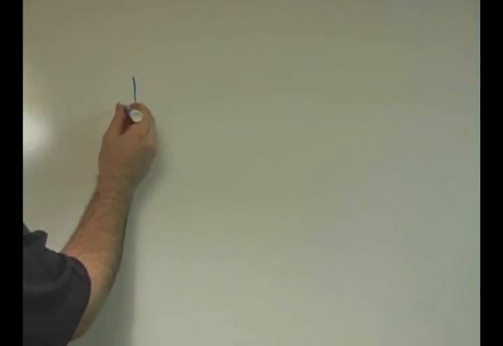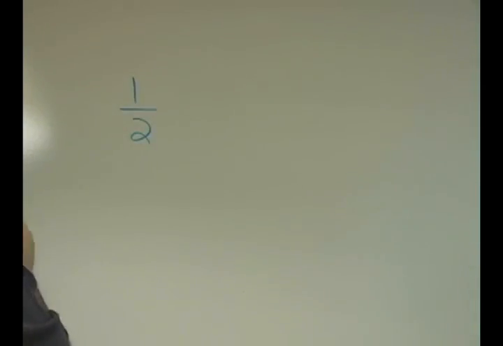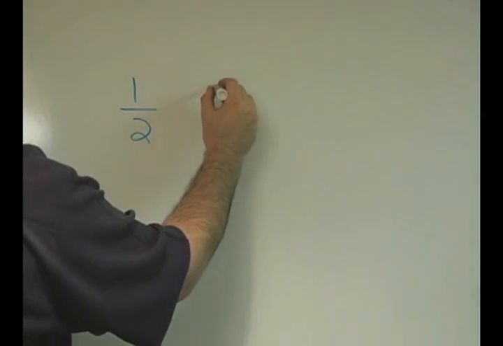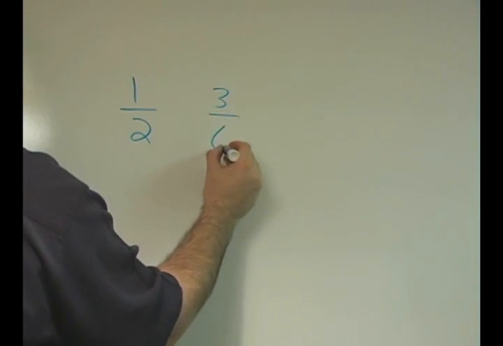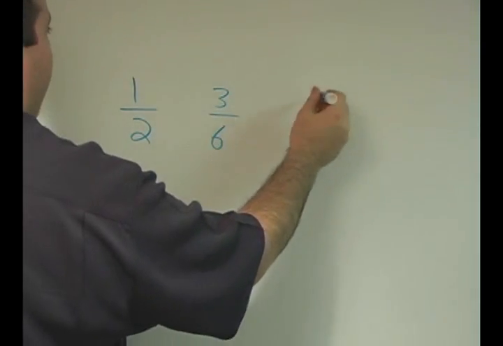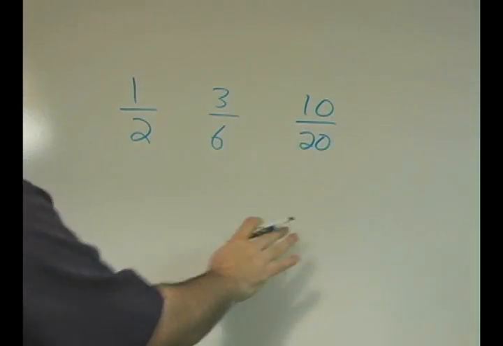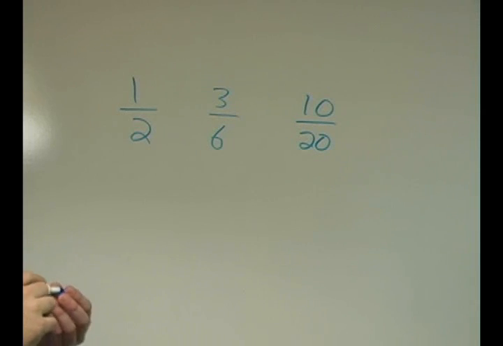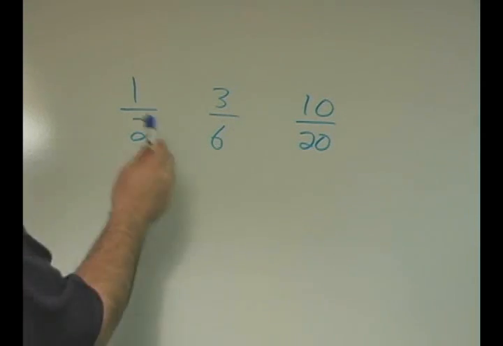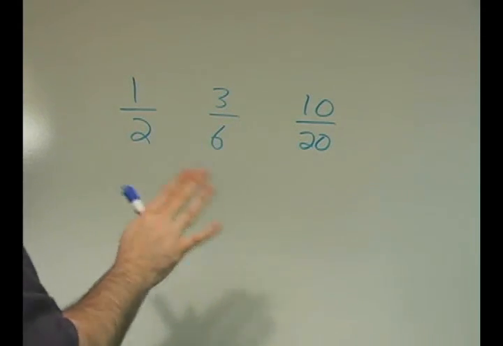For example, if we look at the number 1/2, writing it like that, 1 divided by 2, that fraction is the same fraction as 3/6, and that's also the same fraction as 10 over 20. So all these fractions look different, and that's the point. They all look different because the numbers on top and bottom are different, but they represent the same number.